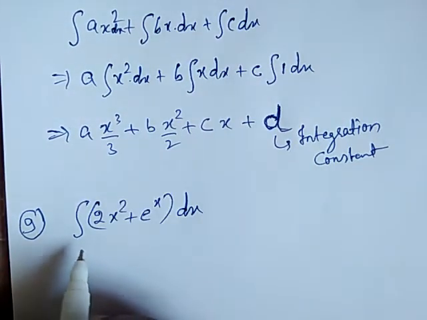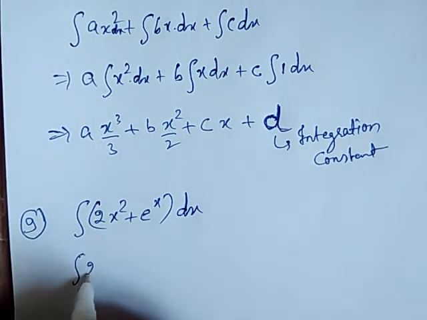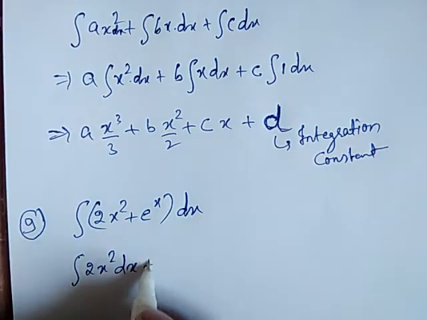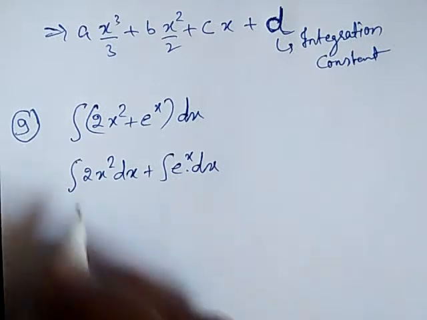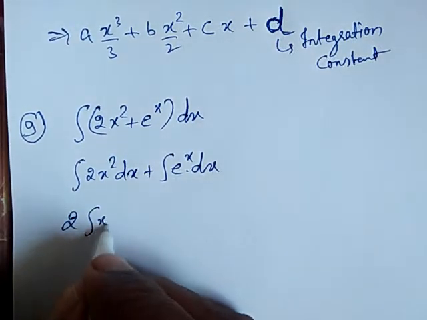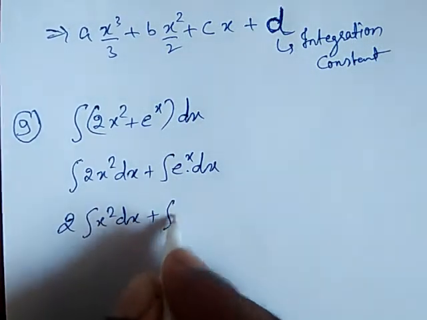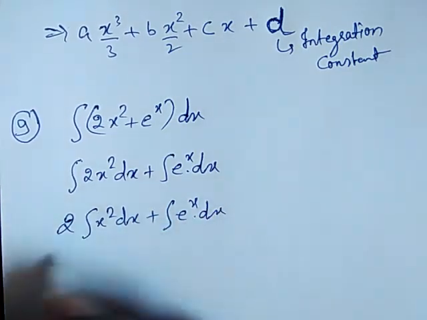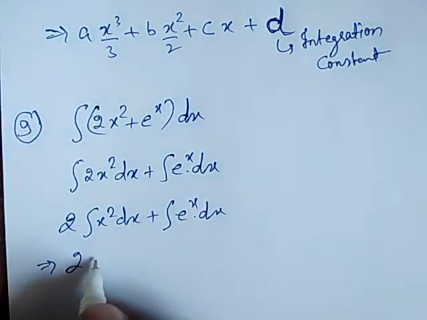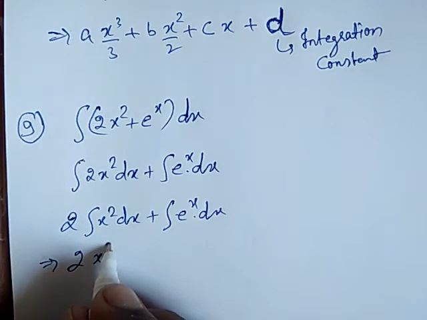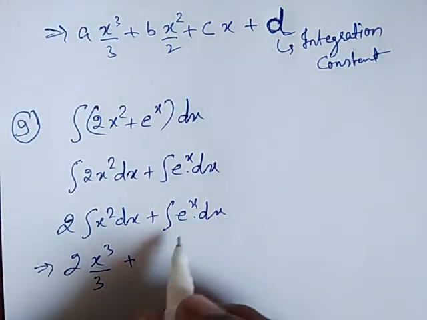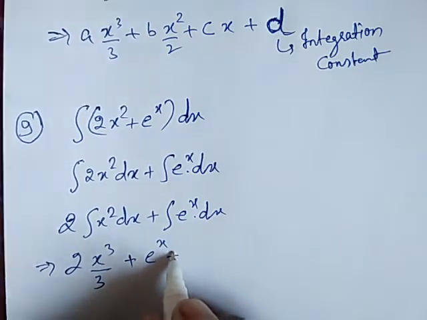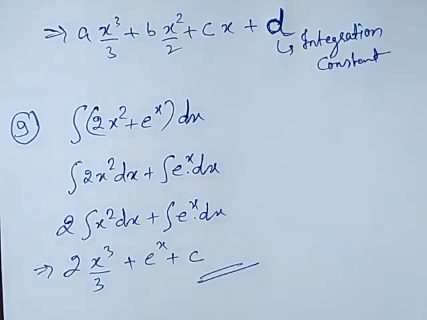So this is the question. Make it like this: integration of 2x square dx plus integration of e to the power of x dx. So what is this? 2 can be taken outside, so integration of x square dx plus integration of e to the power of x dx. So 2 will be like this, x square. Tell me fast, what is the integration of x square? So x cube by 3. So plus integration of e to the power of x, which is e to the power of x, plus some constant. So this will be the answer.